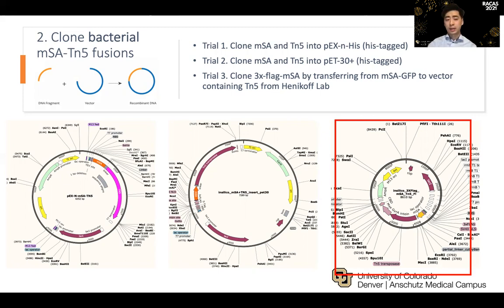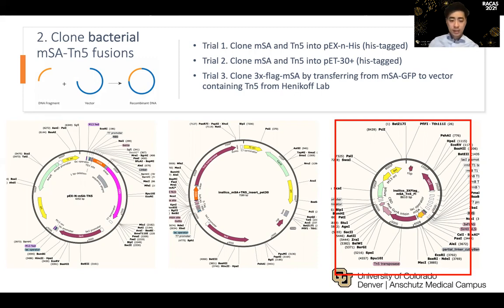We weren't able to detect any protein on Western blotting, and so therefore we went to a new method. So trial 3 is where the money's at. Essentially, we cloned 3x FLAG-tagged MSA by taking the MSA-GFP that you saw earlier, extracting the MSA version, and moving it to a pATN5 vector from Henikoff lab. pATN5 is a vector that is used in CUT&Tag, and the PA in that is what we're taking to remove and replace with the MSA.